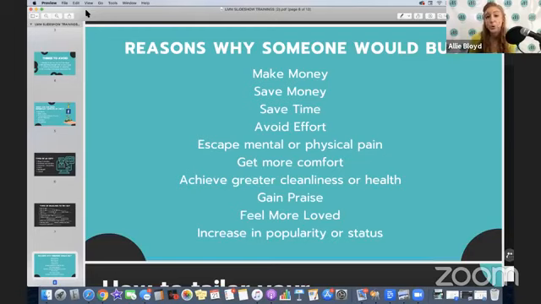Achieve greater cleanliness or health. I would really talk about the fact that the stress and anxiety of trying to do all these things while running a business can actually have very serious health impacts, and it can. Gain praise. Gaining praise is going to come from people being thankful that your business still exists.